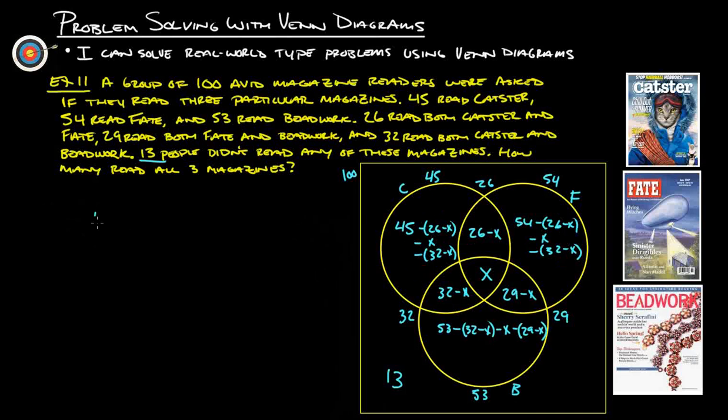So we've got 45 minus 26 minus x, minus 32 minus x. Okay, so we get 45, distribute this negative through, minus 26 plus x, minus x, negative 32, and the negative times the negative is plus x. So those x's cancel each other out, and we are left with 45, negative 26 and negative 32 is a negative 58 plus x, right?